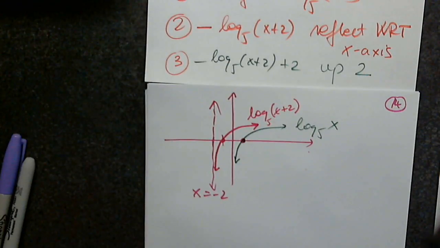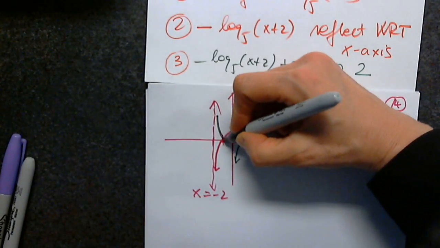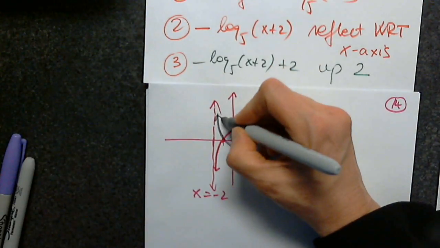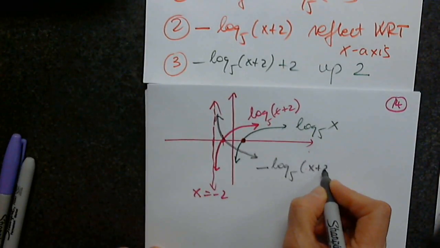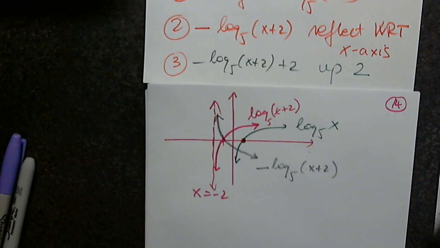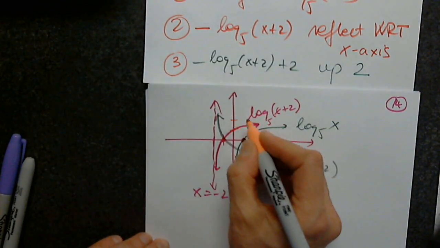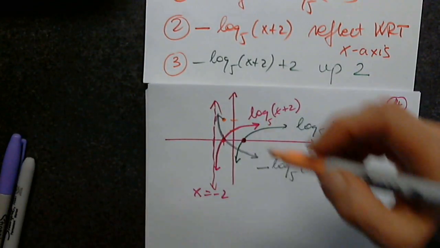Then you told me to work on this function and do the transformation of reflecting. So I don't have to do anything other than this. So this is negative log base 5 of x plus 2. And then you said the last thing you need to do is shift the whole thing up 2. Here's my marker, and I go up 2. So here's the new graph.